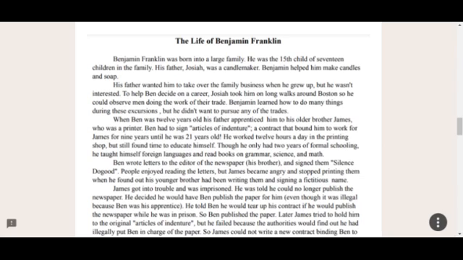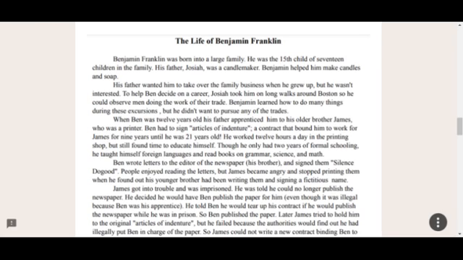The life of Benjamin Franklin. Benjamin Franklin was born into a large family. He was the 15th child of 17 children in the family. His father Josiah was a candle maker. Benjamin helped him make candles and soap. His father wanted him to take over the family business when he grew up, but he wasn't interested.